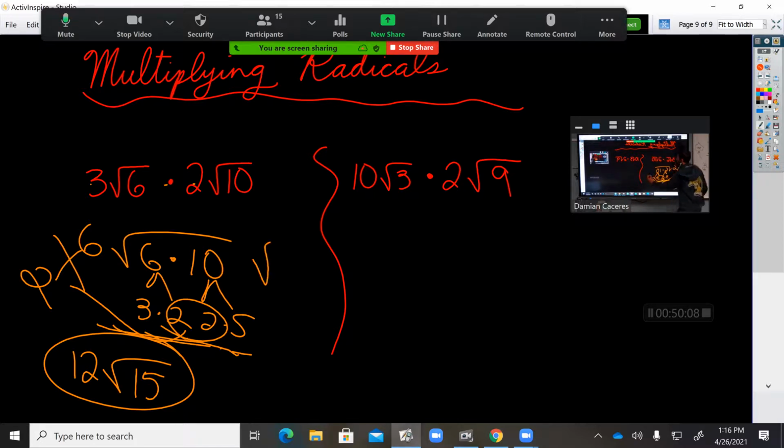Right? So what's the point of making this 60? That's like working backwards. The point is to break a number down, not build a number up. So never build it up to a bigger number if it can be broken down.